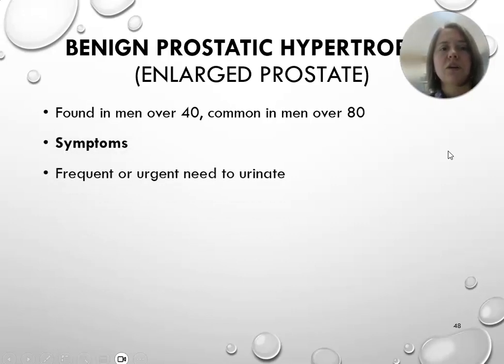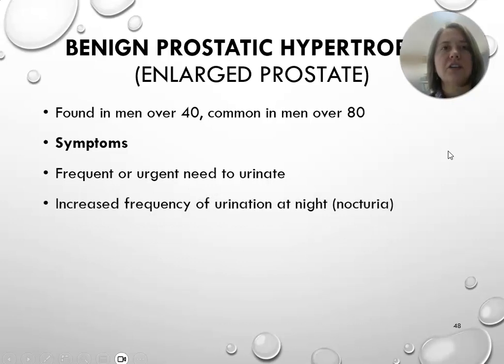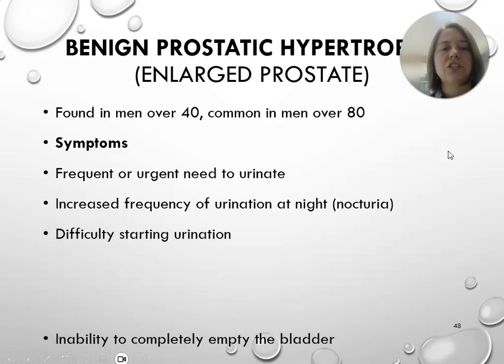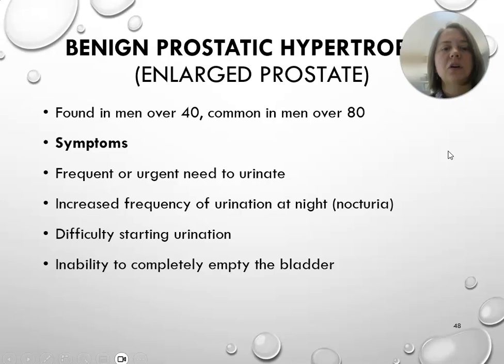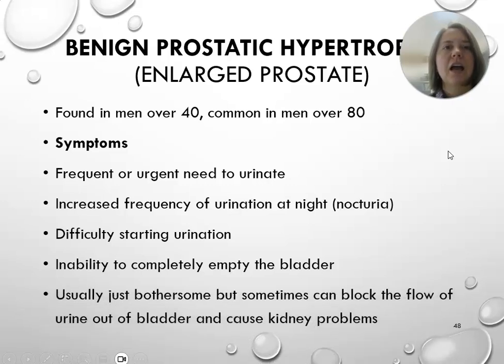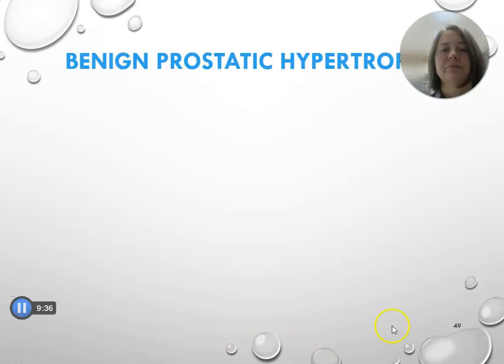Symptoms: frequent or urgent need to urinate, increased frequency of urination at night, which is called nocturia, difficulty starting urination, and the inability to completely empty the bladder. It's often just bothersome, but if it's benign prostatic, it means it's not prostate cancer. So it's just large and it's kind of blocking the flow of urine, and it's usually just bothersome, but it can get to the point where it blocks the flow of urine out of the bladder, that causes kidney problems, and that is a huge issue.